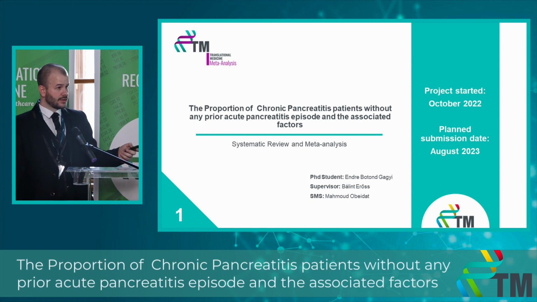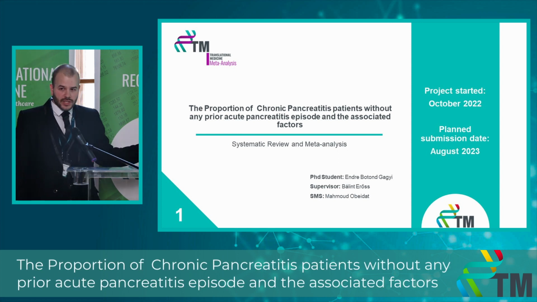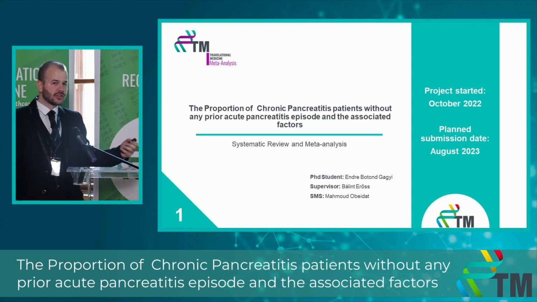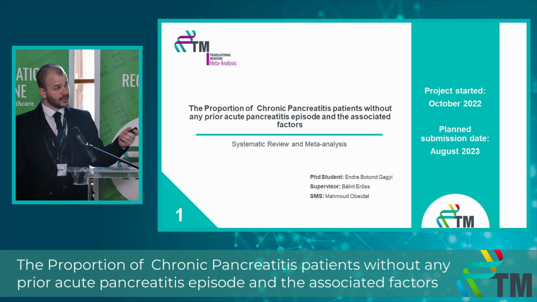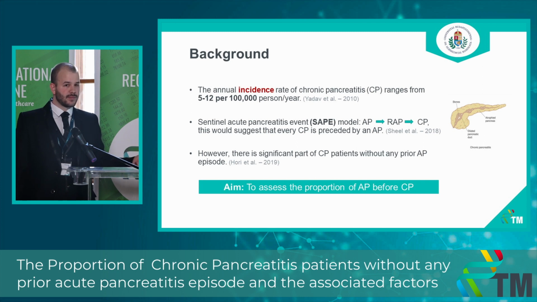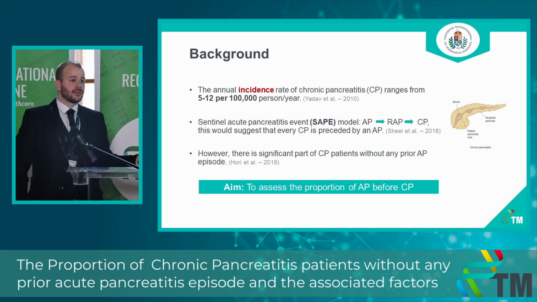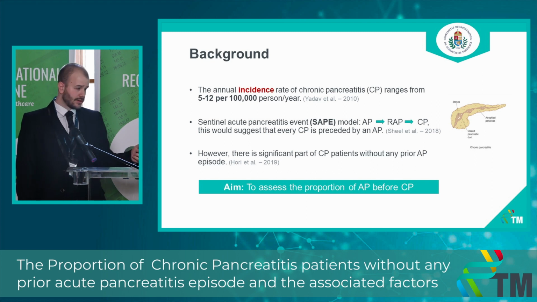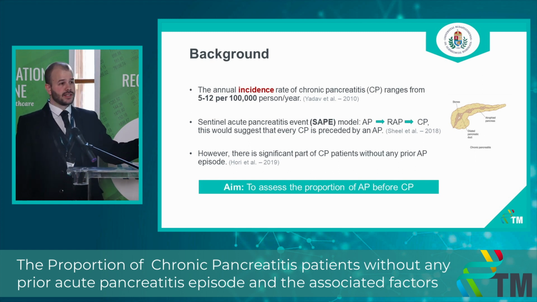Our second project will also be a systematic review and meta-analysis, and also focuses on the progression of acute pancreatitis, or the relationship between acute pancreatitis and chronic pancreatitis. The annual incidence rate of chronic pancreatitis varies between 5 and 12 cases per 100,000 person years. Chronic pancreatitis is a severe condition that greatly deteriorates quality of life and reduces life expectancy, and currently there is no specific curative treatment available. A common belief is that acute pancreatitis and chronic pancreatitis represent a disease continuum, as illustrated by the sentinel acute pancreatitis event model.